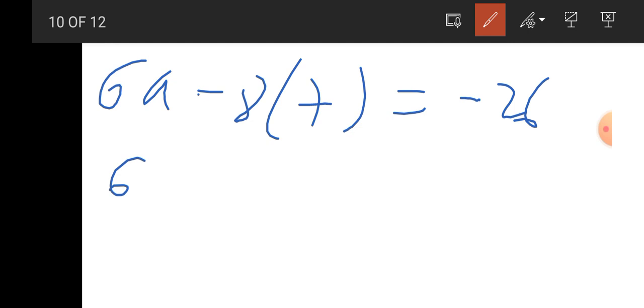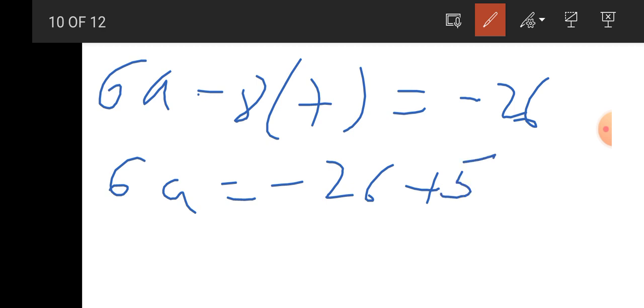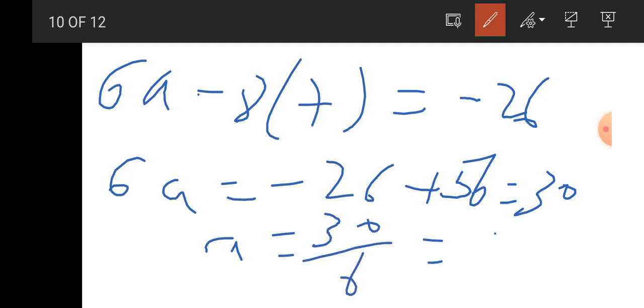So 6a is equals to minus 26 plus ይሄ 56 ይመጣል። 8 times 7 56 minus ስለሆነ ወደዛ ስንወስደው ፖዚቲቭ ይሆናል። this is equal to 30. So a is equals to 30 over 6 which is equals to 5. So the value of b is 7 and the value of a is 5.